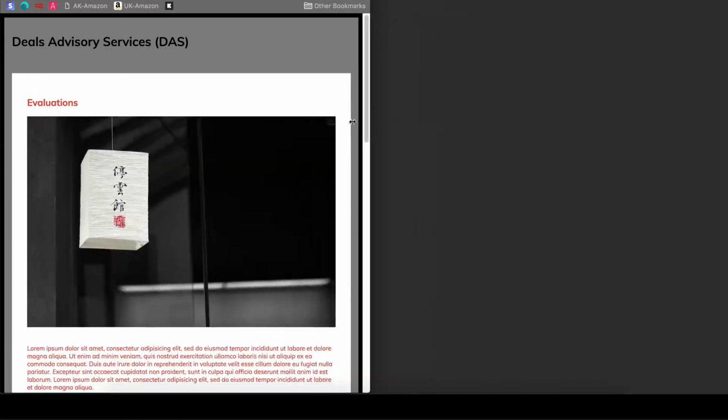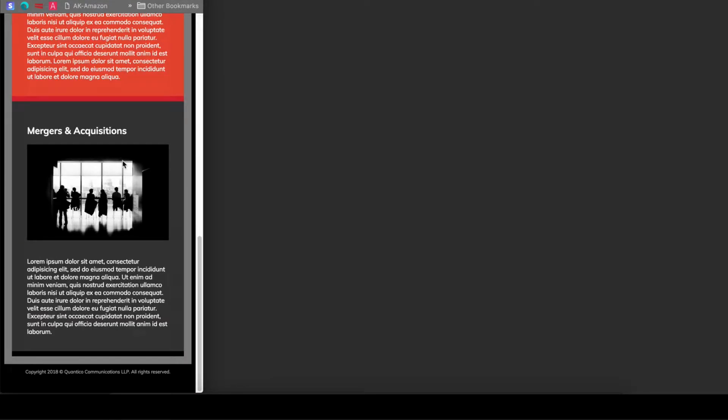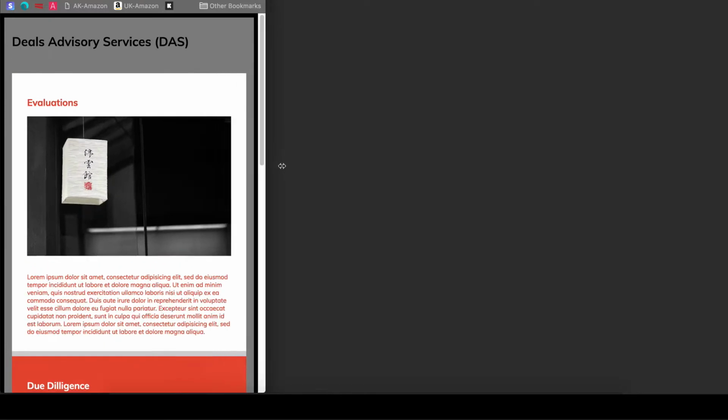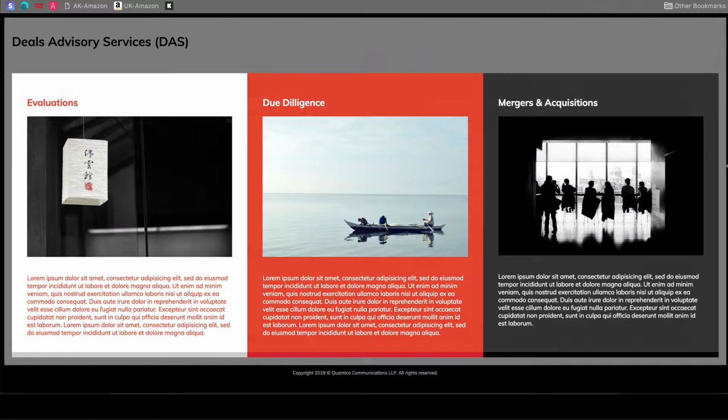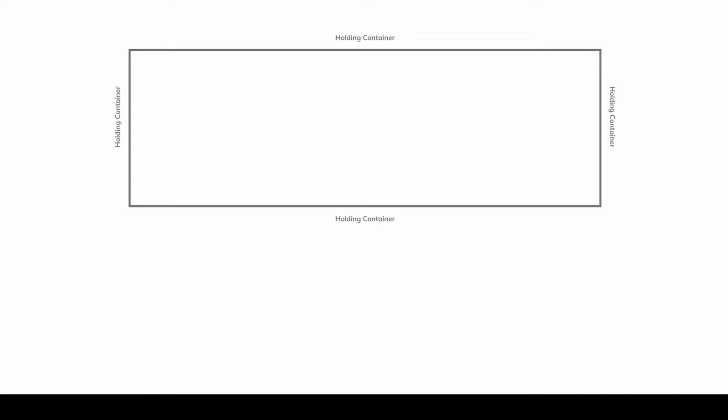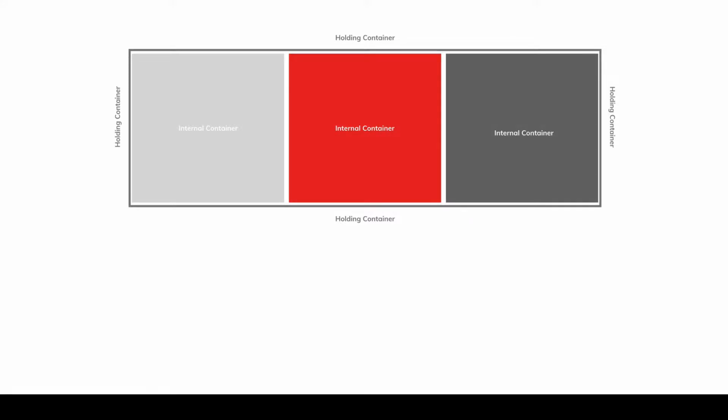Flexboxes allow content to sit side by side or stacked and intelligently rearrange themselves to best suit the device screen size. Creating flexboxes is incredibly easy. All you need are 1. A holding container, 2. An internal content container, and 3. A responsive media query. That's it.